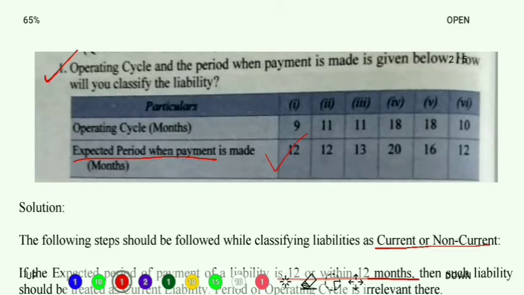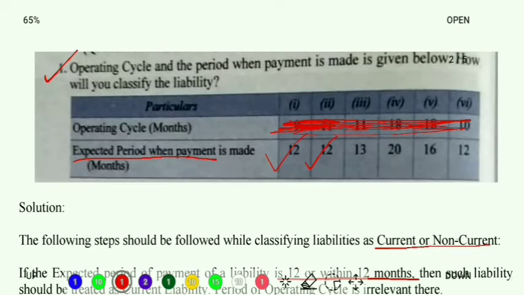Moving on to liability number 2. Liability 2 also has expected period of payment 12 months. So this is also qualifying itself to be a current liability. See, we are not going to see the operating cycle for step number 1. Just hide all the operating cycle months. We are not going to see it. We are just going to compare it with the expected period of payment when it is made.